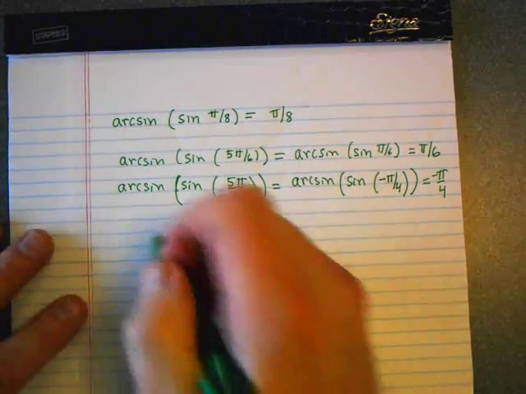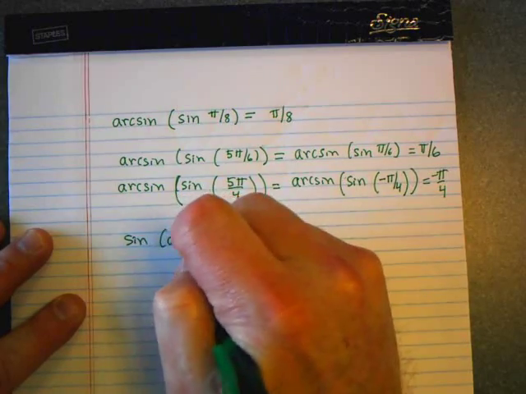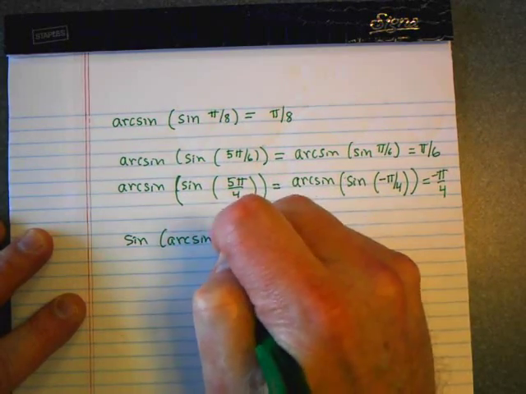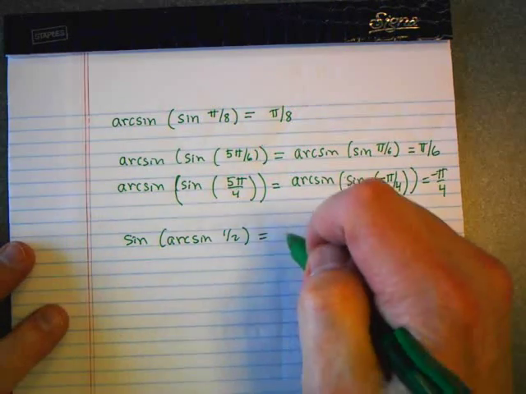Okay. How about the sine of the arc sine of a half? I hear a reluctant vote for 1/2. Do I hear a confident vote for 1/2? 1/2. All right. Why is it 1/2? Sine and arc sine are inverses. They reduce each other. So the answer is 1/2.